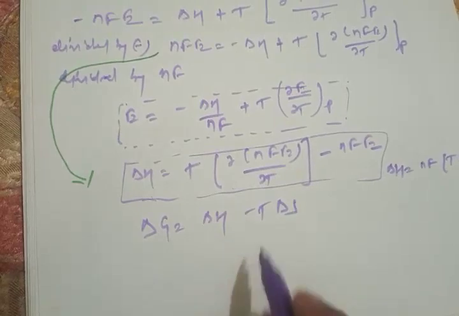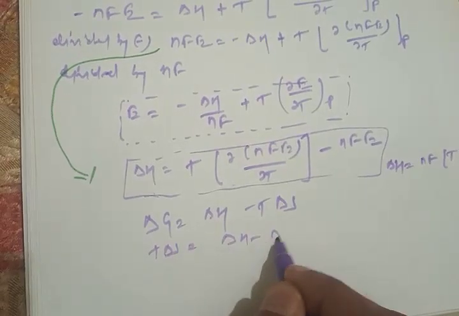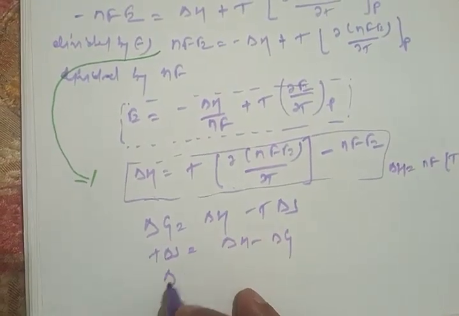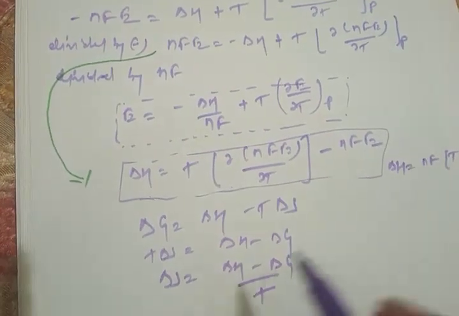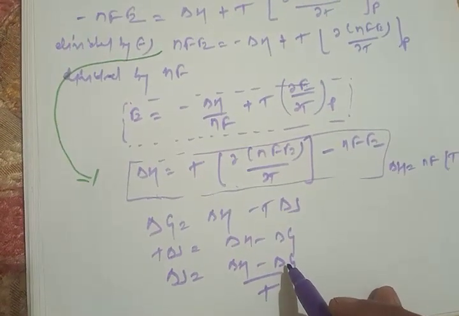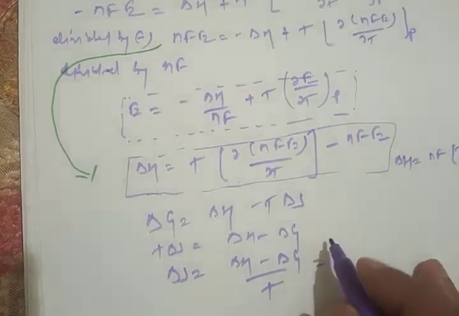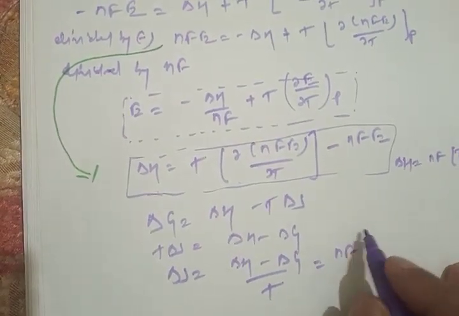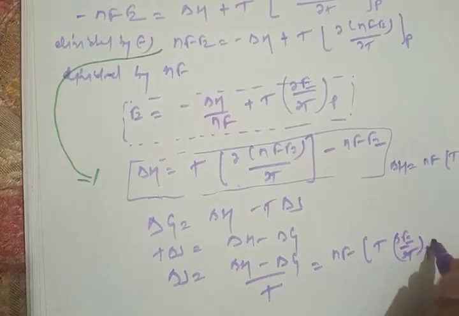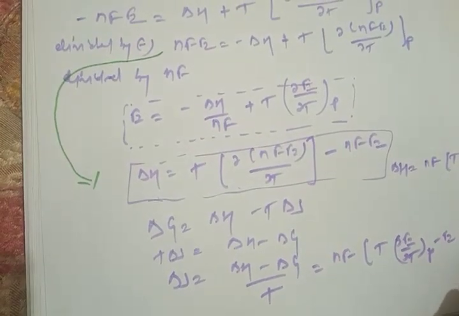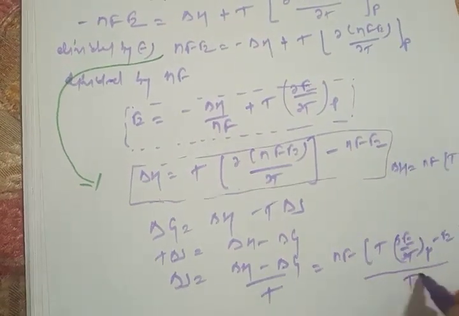Now for del S, T del S you can write: T del S equals to what? Del H minus del G, or del S equals to what? Del H minus del G upon T. We have a value of del H also, we have a value of del G also. So for del H we can write NF, then T del E upon del T minus E, and for del G we can write NFE. This is the value of minus, so this will be in plus, divided by T.